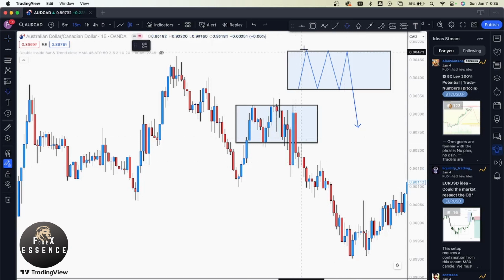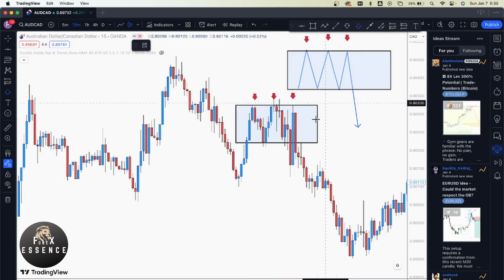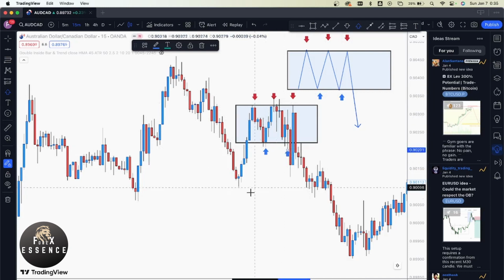Now let's start with our resistance. I have 1 here, I have 2 here, and I have 3 here, right? It's actually the same price level being used as resistance. Same thing here, here, as well as here, right? At the bottom, I've got this one, same thing here. I've got this one and I've got this one, right?